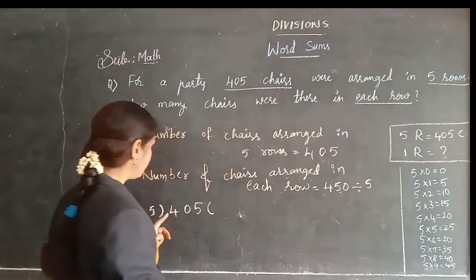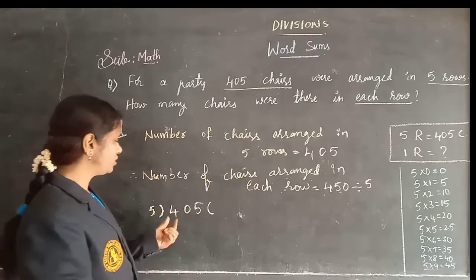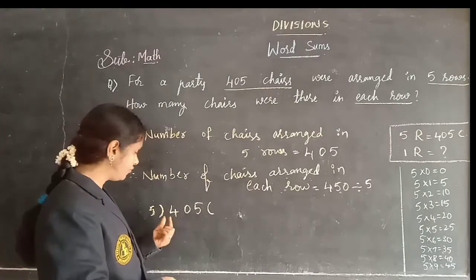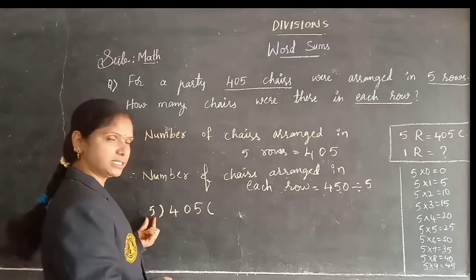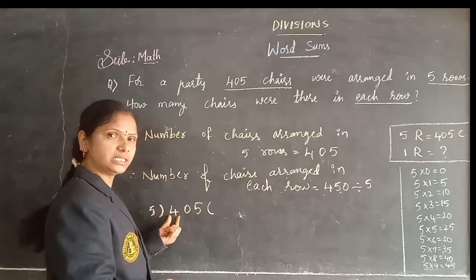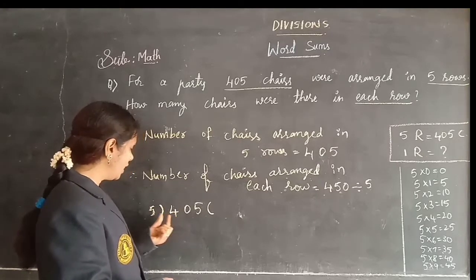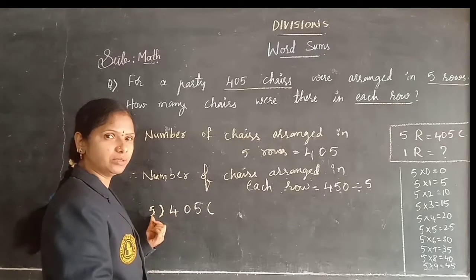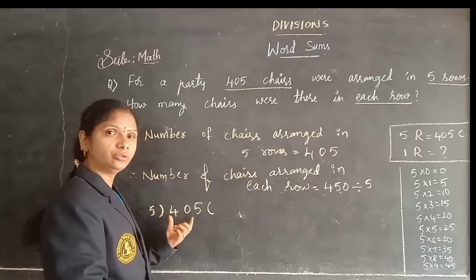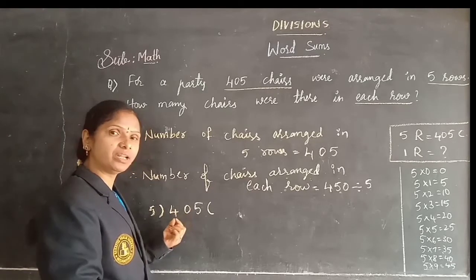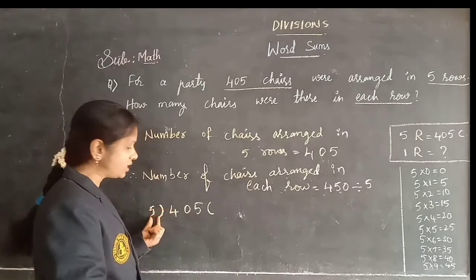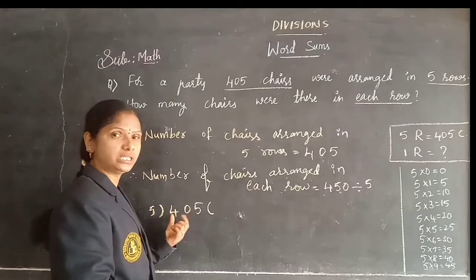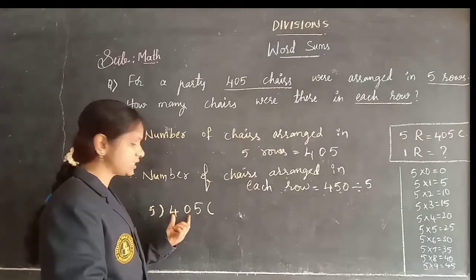Here you see, before doing the division you need to compare the dividend's first digit and the divisor. The dividend's first digit is 4, children, and can 4 be divided by 5? No, why? Because 4 is smaller than 5, children. So here it is better to take 2 digits. Whenever the first digit is smaller than the divisor, you need to divide 2 digits in the first step. 2 digits, nothing but 40.